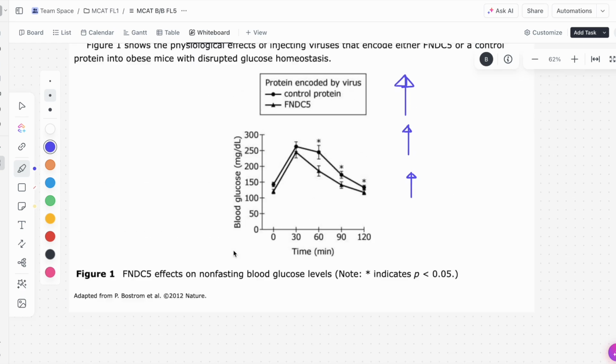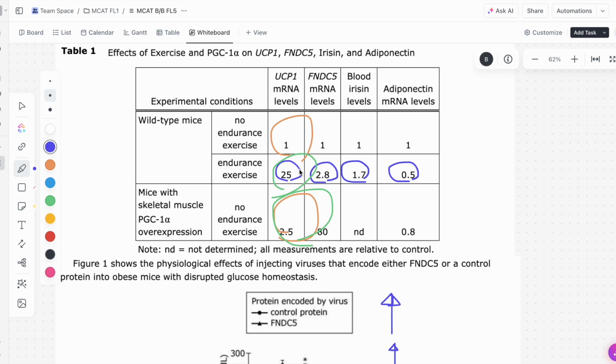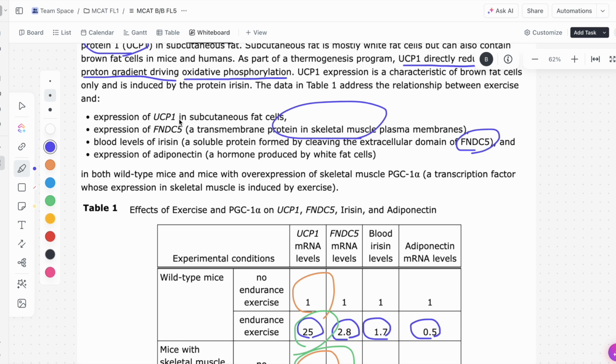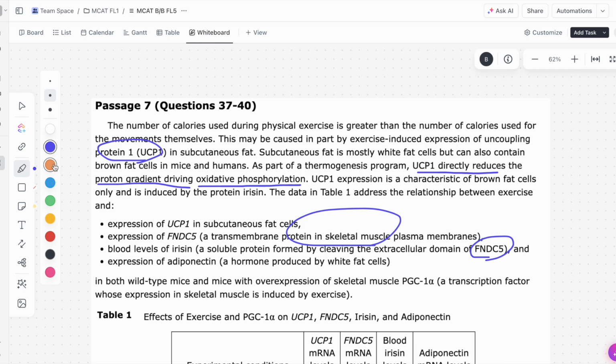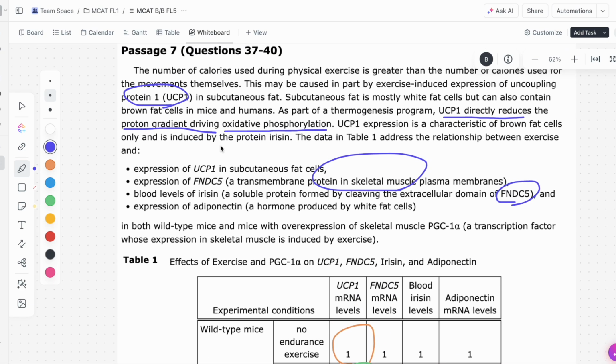C says higher physical activity. Physical activity is not really determined by anything here. PGC-1 alpha, not really determined by that. Not really determined by UCP1, FNDC5. Physical exercise is actually something that works upstream, so it's not affected by PGC-1 alpha or by UCP1 or anything like that. It's working upstream of these different proteins. So what that means is, remember, exercise induces UCP1 expression, not the other way around. So we're probably not going to see any change with the physical activity of these mice. We're just going to see different levels that are downstream of PGC-1 alpha or downstream of physical activity, since remember, physical activity is upstream of PGC-1 alpha or UCP1.